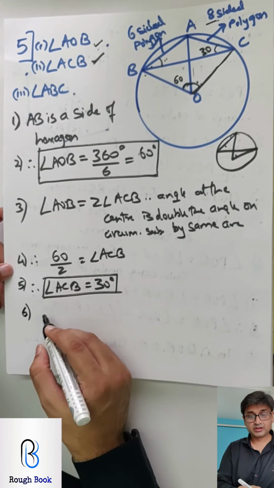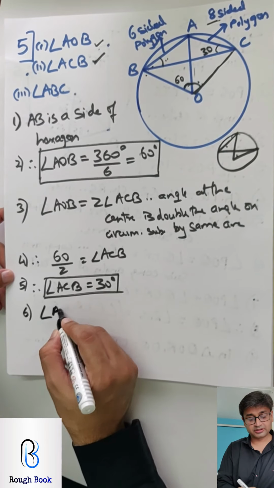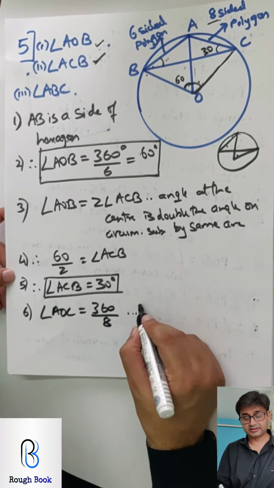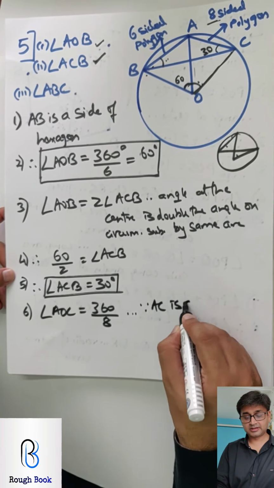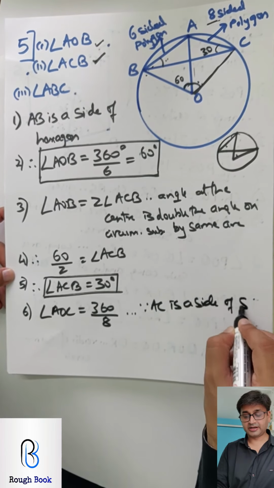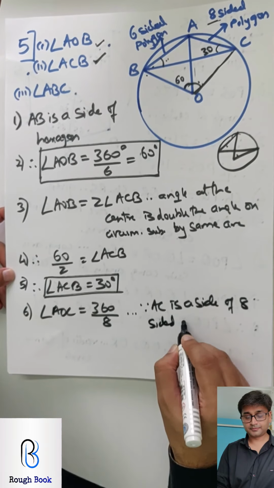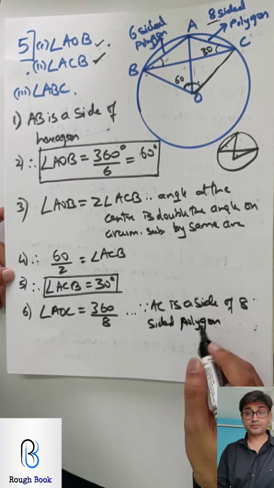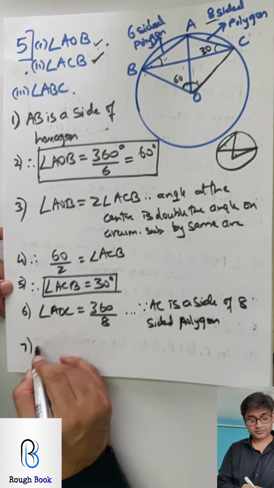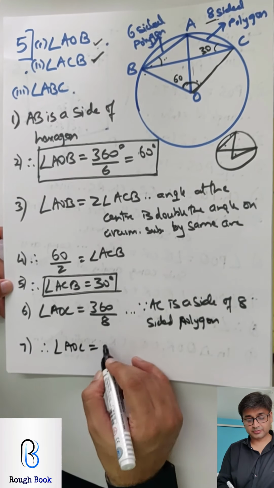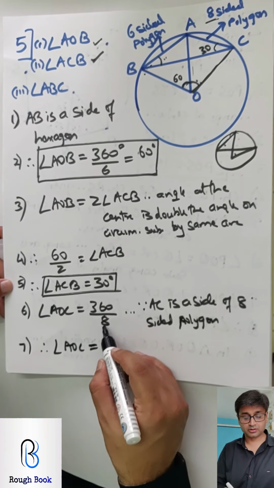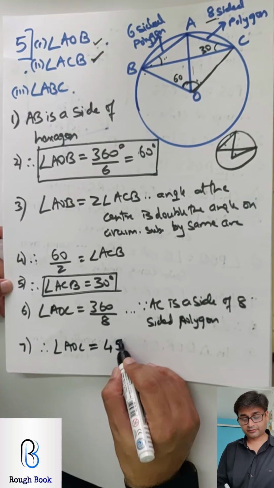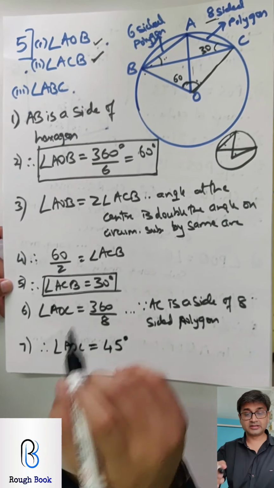Do not copy please. So first one, angle AOC is 360 divided by 8. You can write the reason: since AC is a side of an 8-sided polygon. What is the 8-sided polygon called? Octagon. Perfect. So therefore angle AOC should be 72. No, how much? 8 fours are 45. Correct. 45 degrees.